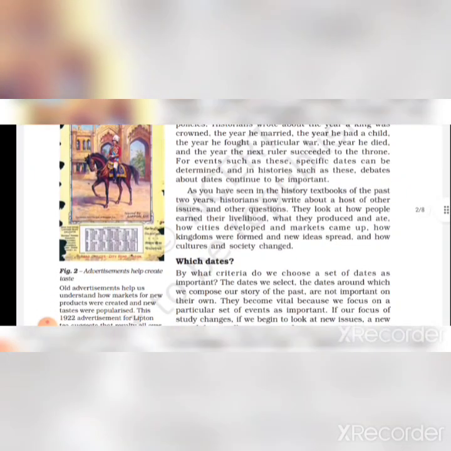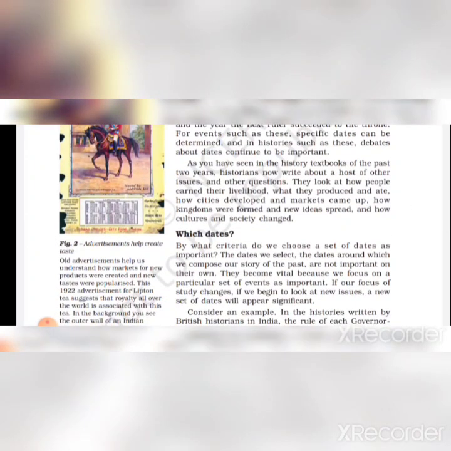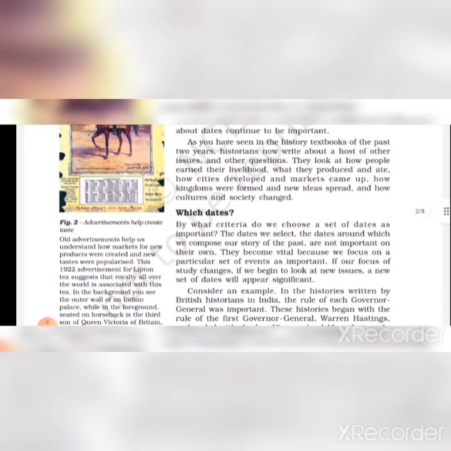As we have seen in the history textbooks of the past two years, historians now write about a host of other issues and other questions. They look at how people earned their livelihood, what they produced and ate, how cities developed and markets came up, how kingdoms were formed and new ideas spread, and how cultures and society changed.